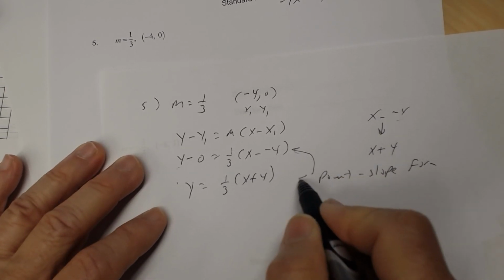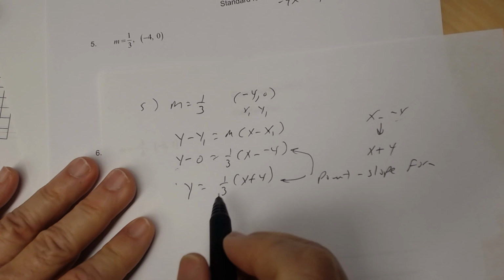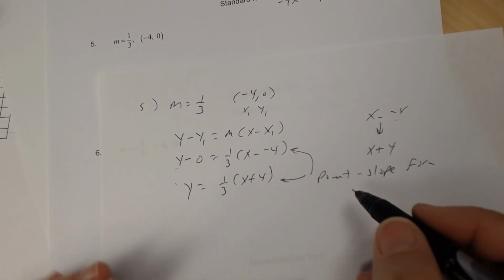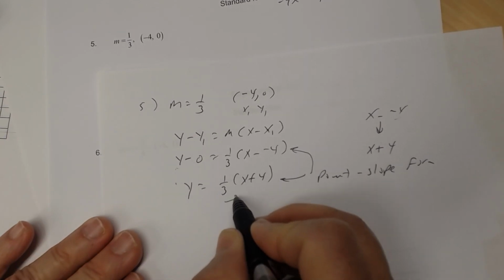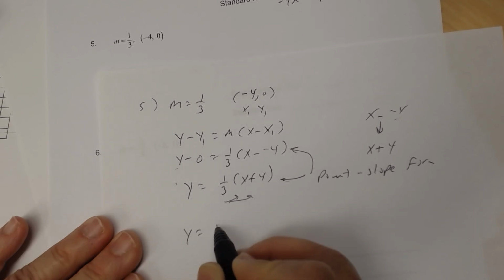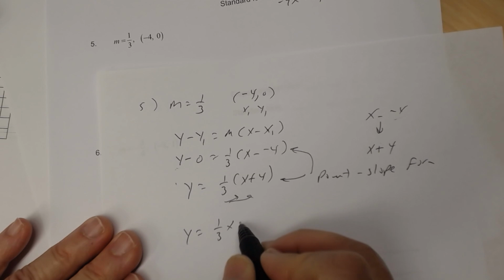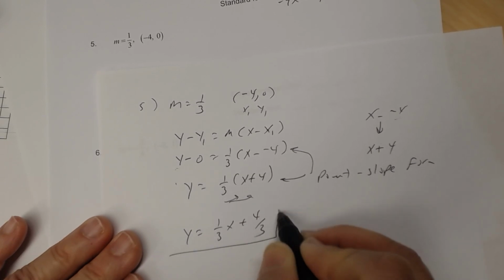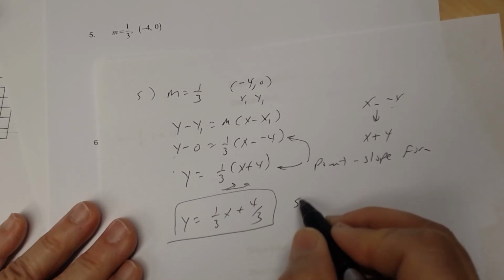Right here. Now you want to write this in slope-intercept form. So slope-intercept form is y equals mx plus b. So I can distribute. So I get y equals 1/3 times x is 1/3 x, and then 1/3 times 4 is 4/3. And so there's your slope-intercept form. You already have y by itself.